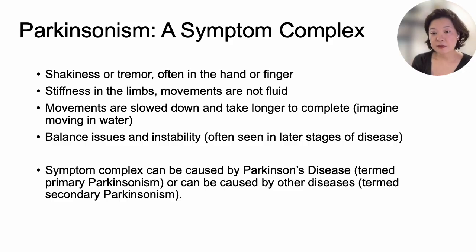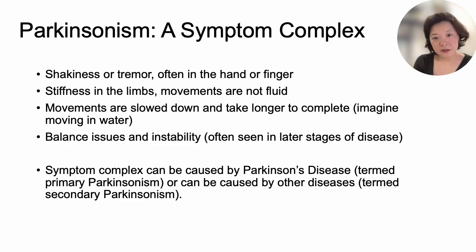James Parkinson was the first person to scientifically describe Parkinson's disease, which he described as a shaking palsy and a collection of symptoms. Nowadays, the collection of symptoms, or the symptom complex outlined in the slide, is called Parkinsonism. The symptoms include shakiness or tremor, often in the hand or finger, stiffness in the limbs, in which the movements are no longer fluid, movements that are slowed down and take longer to complete, so imagine yourself moving in water, and then balance issues and instability, which are often seen in the later stages of the disease.